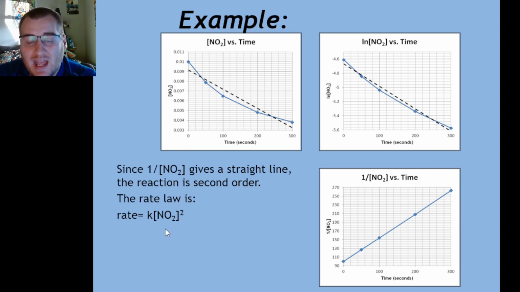So therefore, graphing all this, I can figure out my reaction is second order experimentally using the integrated rate laws. I can write my rate law to be rate equals K NO2 squared, because I figured out it's second order. If it was first order, I'd put a 1, and if it was 0th order, I'd put a 0, which would make rate just equal to k.